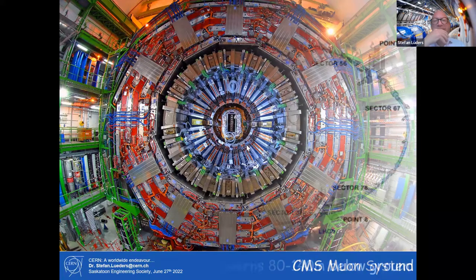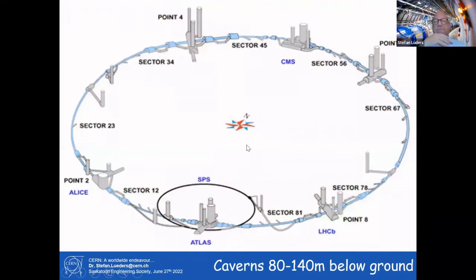So let me continue with this a little bit more. This is how it looks underground. Lots and lots of caverns, lots and lots of tunnels. We have 8 access points. Starting at the bottom is Atlas, a collision point. Point number 2, on the left-hand side, Alice is a collision point.